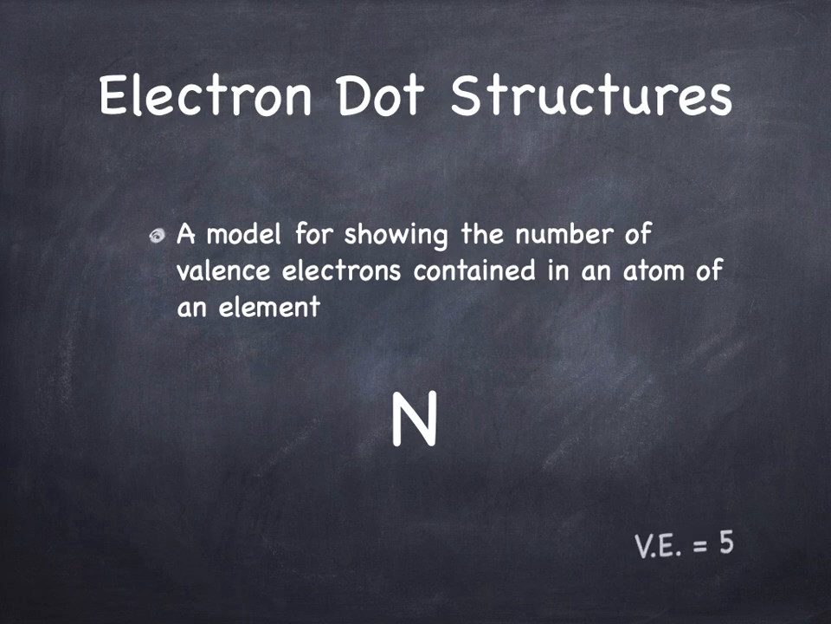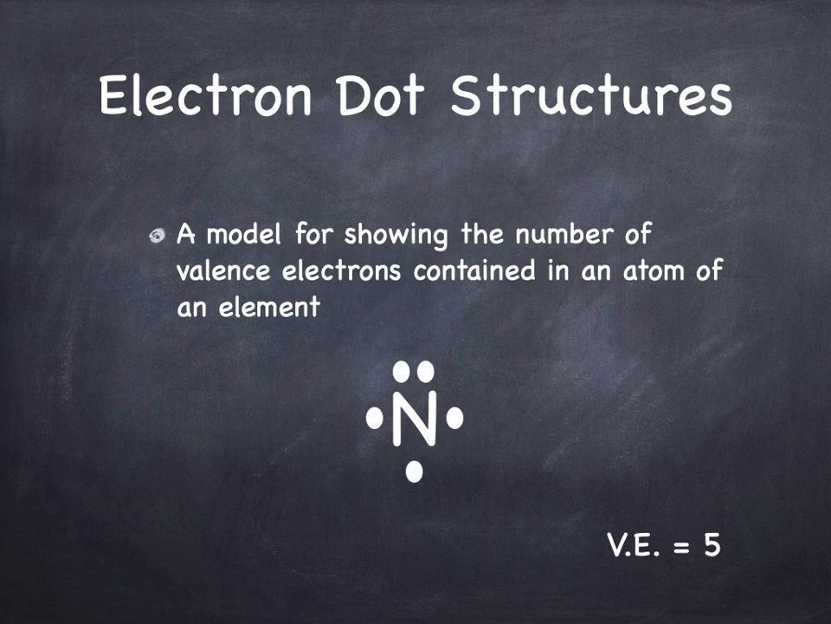Hopefully you were able to sort out that nitrogen has 5 valence electrons. So for electron dot structures, we're just going to put dots around the symbol for the element. And we're going to put one on each side. We think top, bottom, left, right, before we can go back and pair up. So that's going to be the first dot, second, third, fourth, and then the fifth.